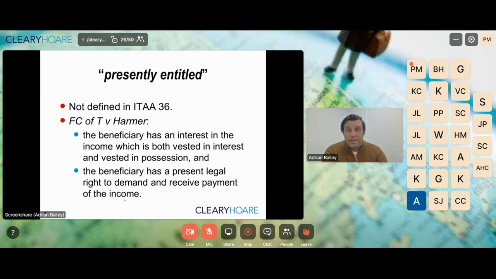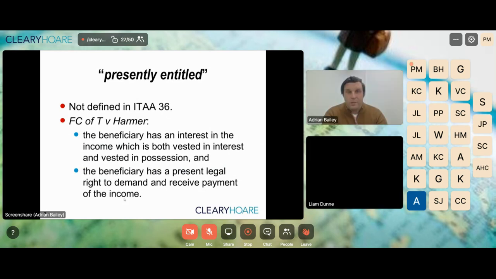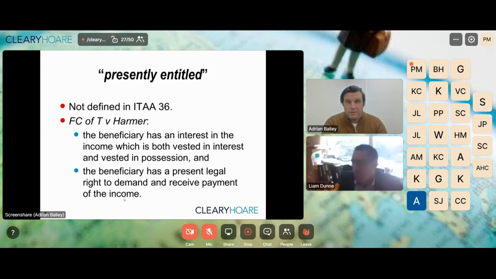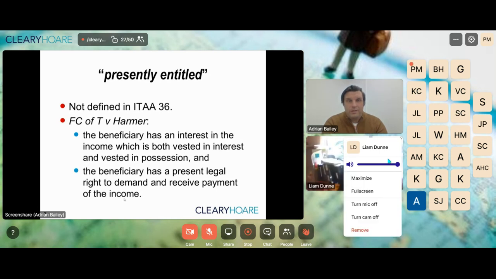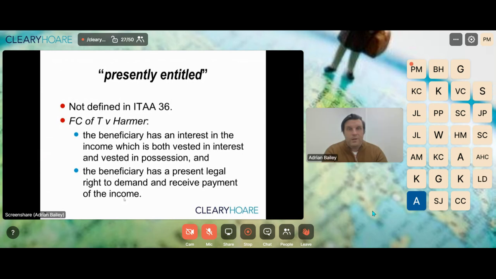When we're dealing with capital gains and franked dividends later, we'll see the concept of specifically entitled. That is defined within the Tax Act. But presently entitled is not defined within the Tax Act. So in order to come to a meaning of what it means, we can turn to the cases and the interpretation by the courts of what they have decided presently entitled means.